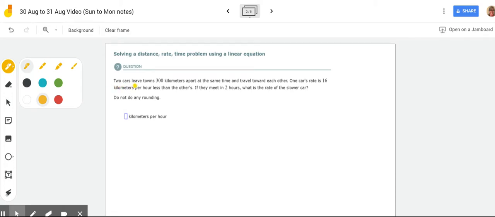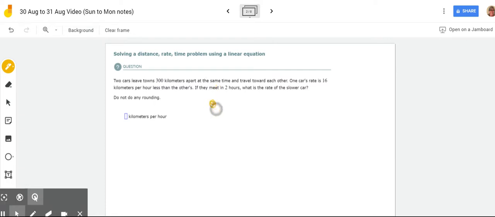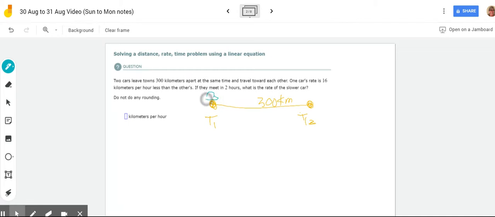So, 2 cars leave towns 300 kilometers apart. For me, this is what I'm envisioning. Here's town 1, and 300 kilometers away is town 2. Now, you don't need to do this if it doesn't help you. It does help me, though. It just gives me an idea. We're talking about 2 towns, 300 kilometers apart, and 2 cars. You don't have to draw the little cars, but hey, let's do it. So here's the little car. This is my sad little car. There's one little car.